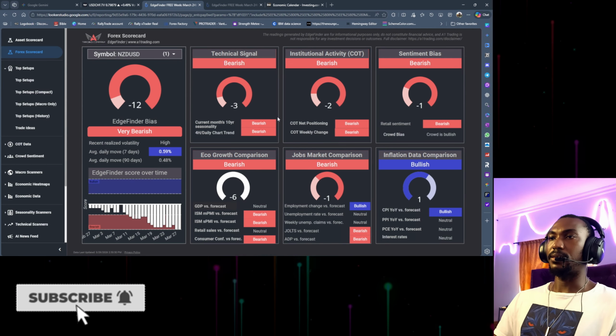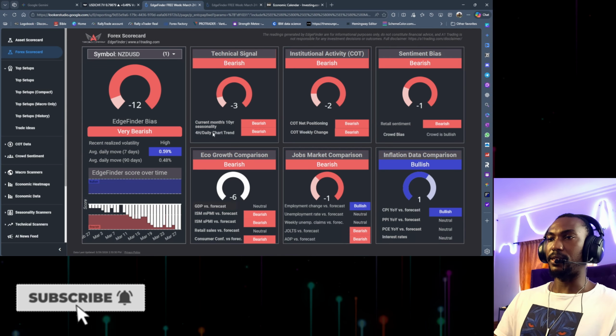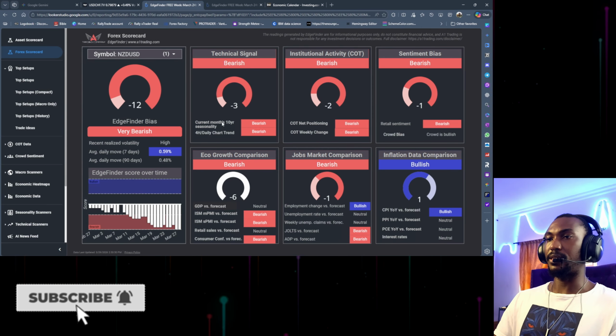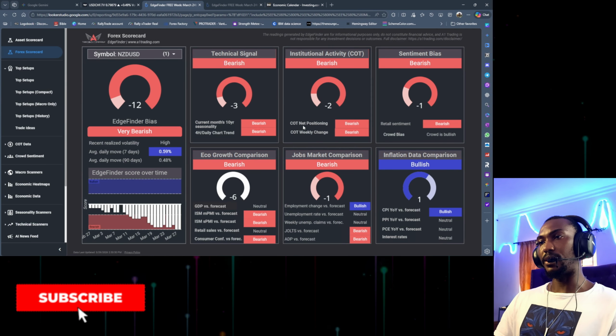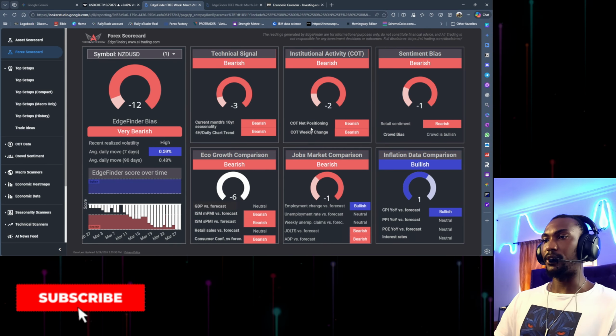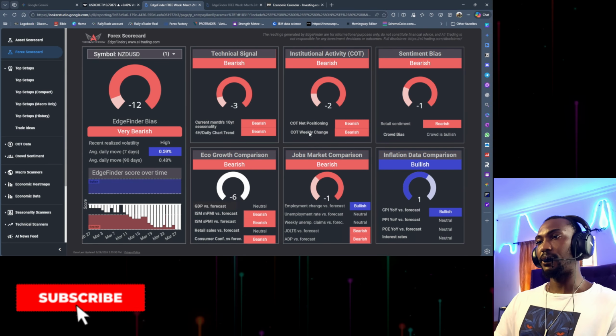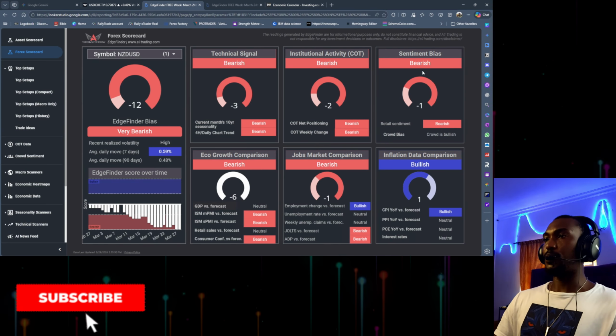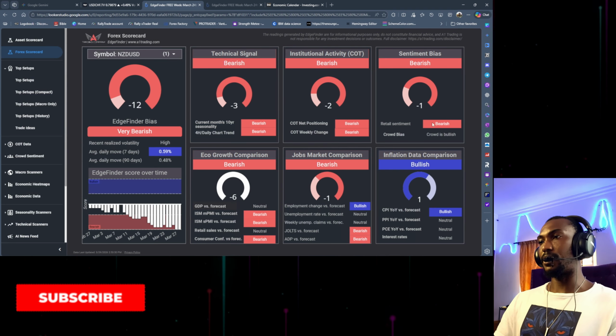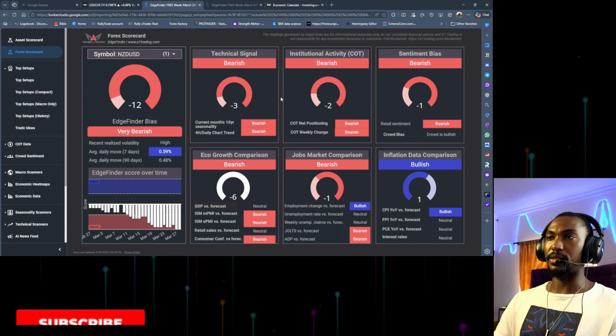Apart from that, the technical charts on the 4 hours and daily is a bearish trend. The month seasonality is bearish. The COT data, both bearish in terms of net positioning and the weekly change, as well as the sentiment. The retail traders are bearish, the crowd is bullish on it.